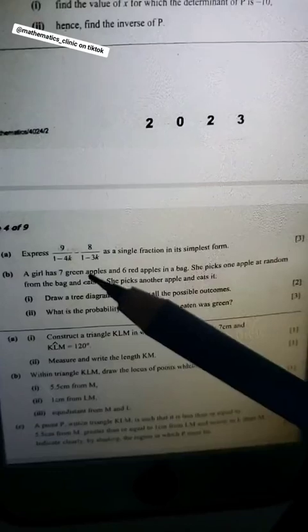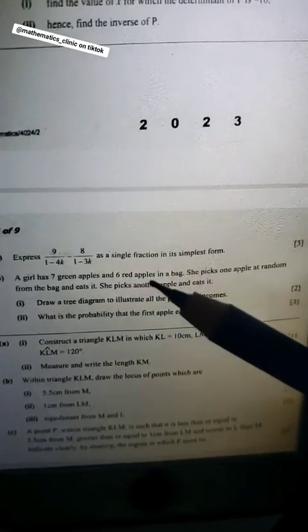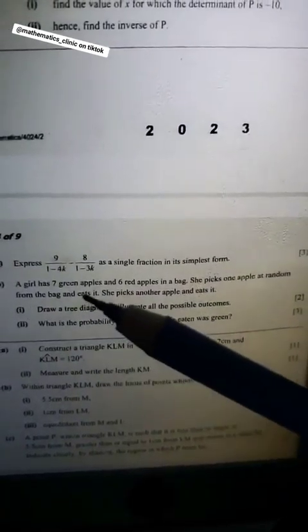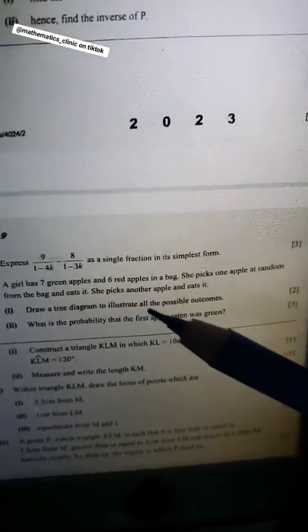A girl has 7 green apples and 6 red apples in a bag. She picks one apple at random from the bag and eats it. She picks another apple and eats it. Draw a tree diagram to illustrate all the possible outcomes.